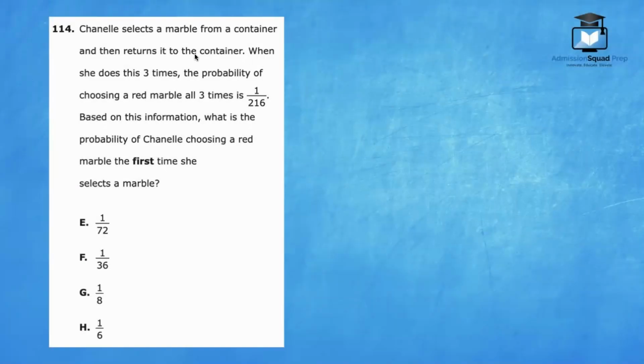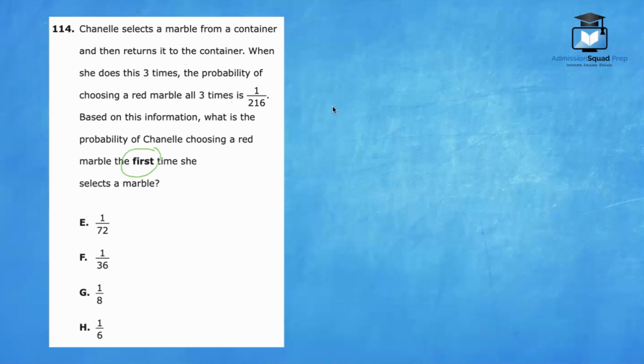Number 114. Chanel selects a marble from a container and then returns it to the container. When she does this 3 times, the probability of choosing a red marble all 3 times is 1 over 216. Based on this information, what is the probability of Chanel choosing a red marble the first time she selects a marble? Let's give this a try.